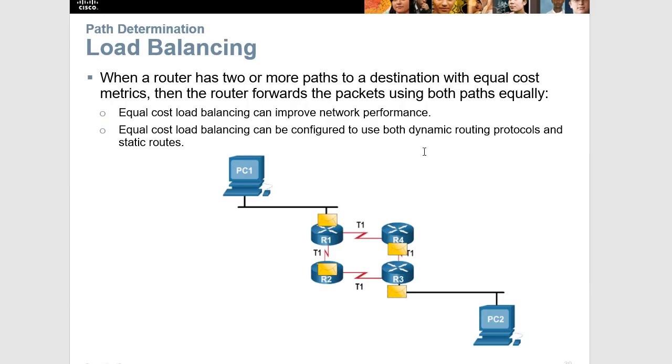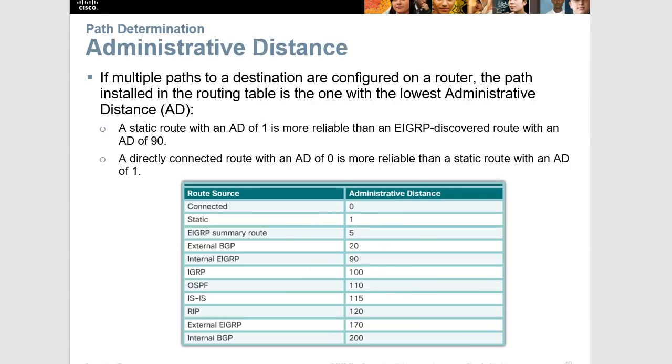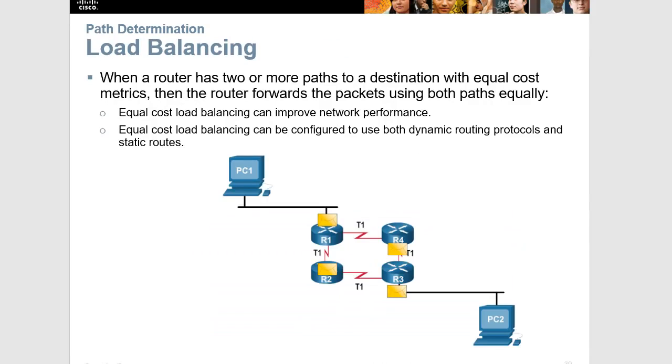Basically, you can see it improves network performance, and equal cost load balancing can be configured to use both dynamic routing protocols and static routes. I'm not sure if it'll come up in a test or not, but the only protocol that lets you do unequal cost load balancing is EIGRP.